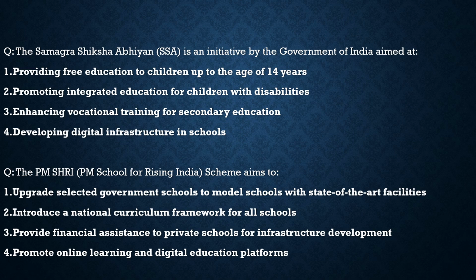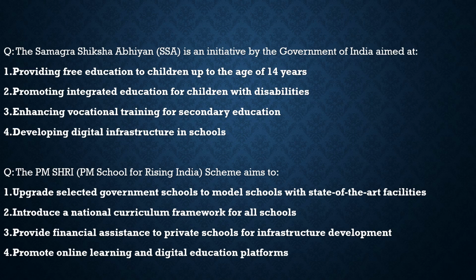The question says, the Samagra Shiksha Abhiyan is an initiative by the government of India aimed at first, providing free education to children up to the age of 14 years, 100% correct. Second, promoting integrated education for children with disabilities, 100% correct. Third, enhancing vocational training for secondary education. No, it does not come under this Samagra Shiksha Abhiyan. Fourth, developing digital infrastructure in schools. It also does not come under this. So for this question, the correct options are option 1 and option 2 only.